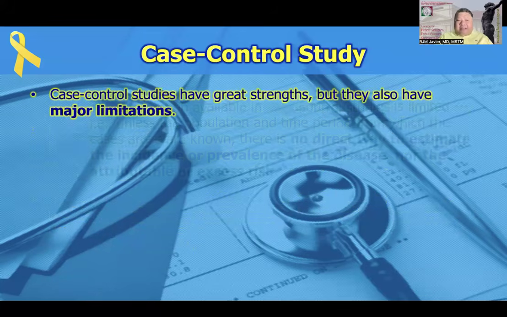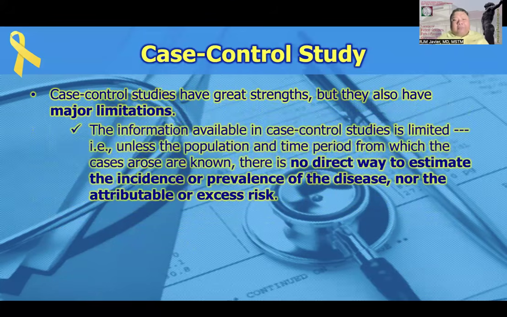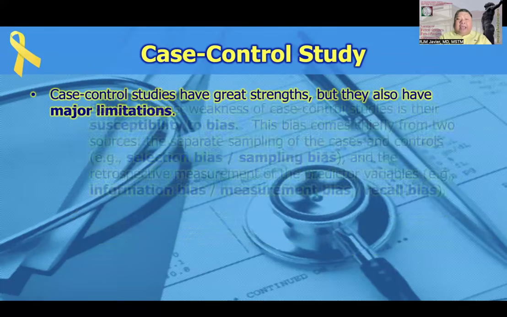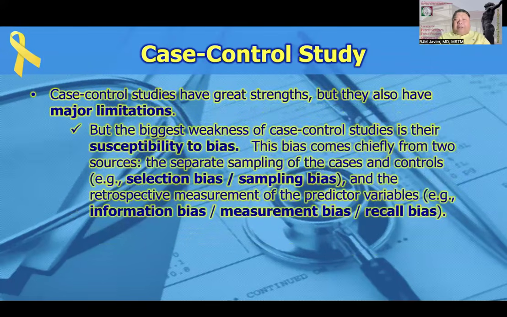Again, they also have limitations. I've already mentioned that there is no ability for a case control study to estimate incidence or prevalence or even excess risk associated with the variables of interest. And because you only start with one disease outcome at the very beginning, you can only analyze one outcome at a single point in time. Of course, they're also susceptible to bias. I've already mentioned this earlier on.